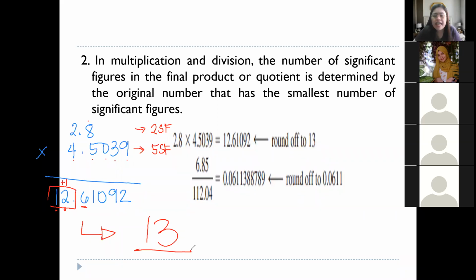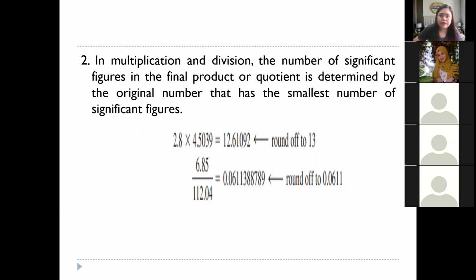That was a question on multiplication, class. It's very easy to multiply, but sometimes this is where we get confused in rounding off the final answer while following significant figures. Do not forget that. So let's have another one. This time we'll have division.